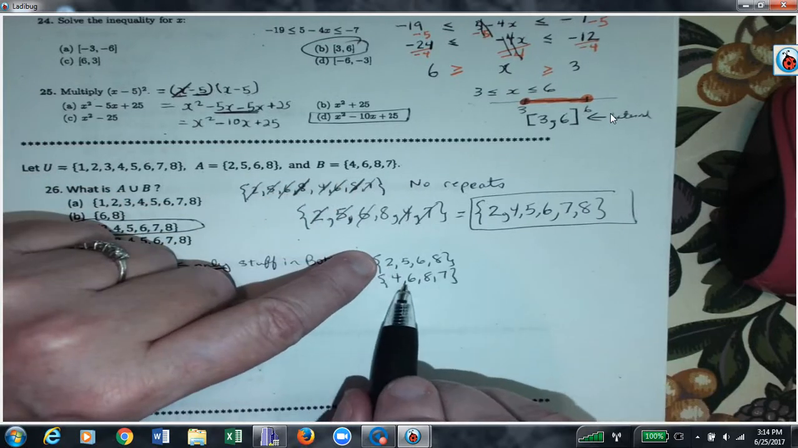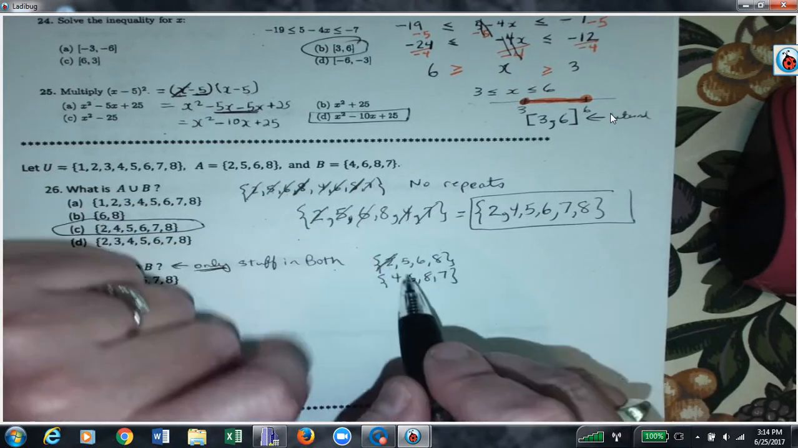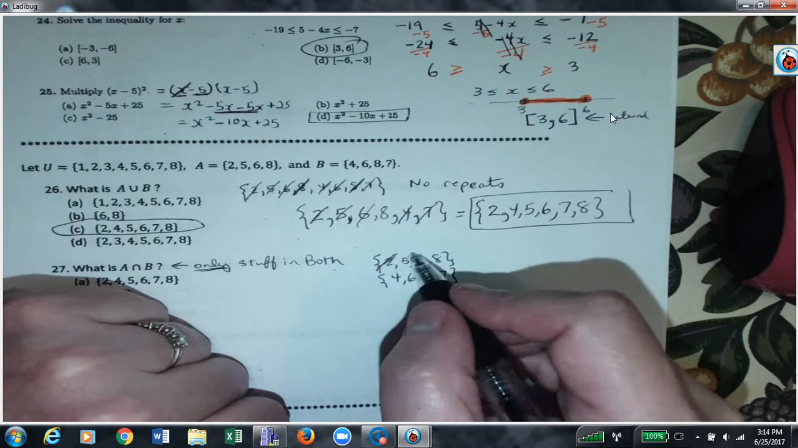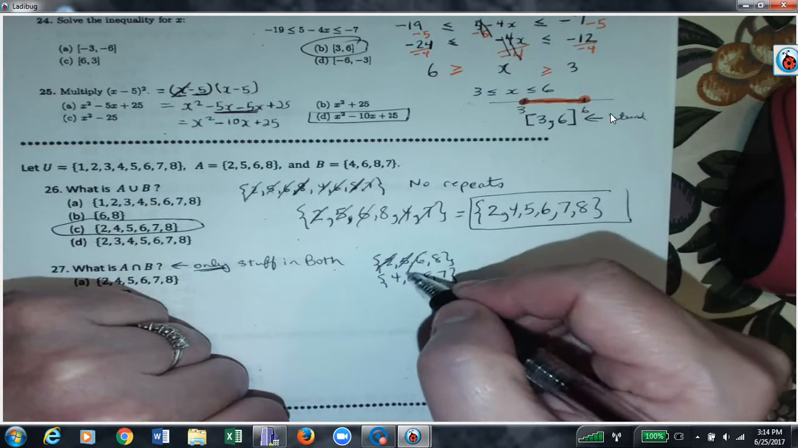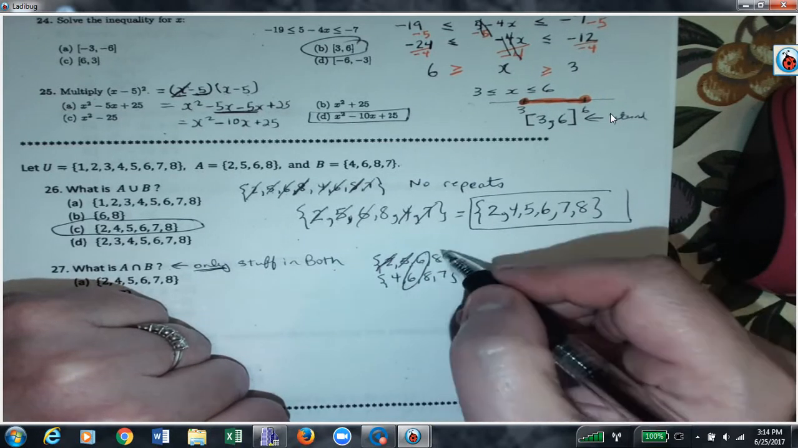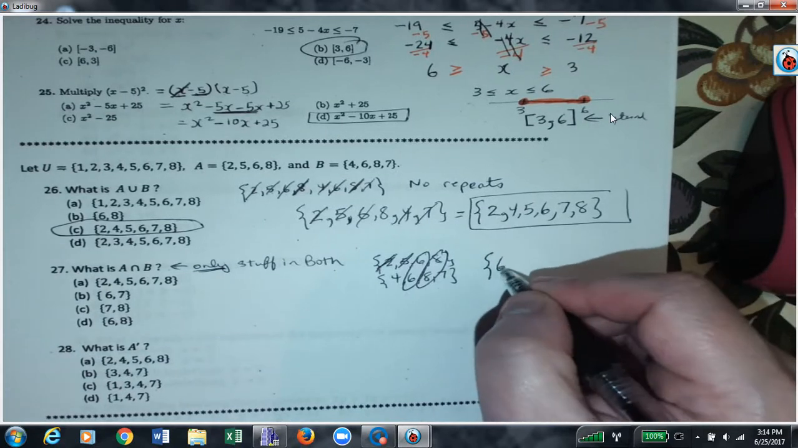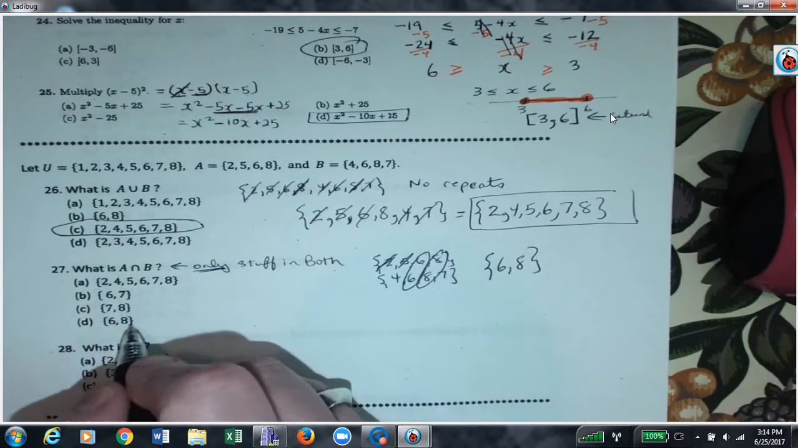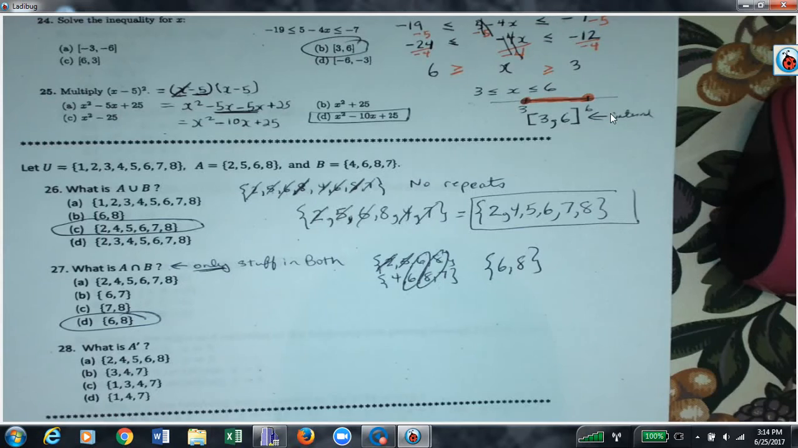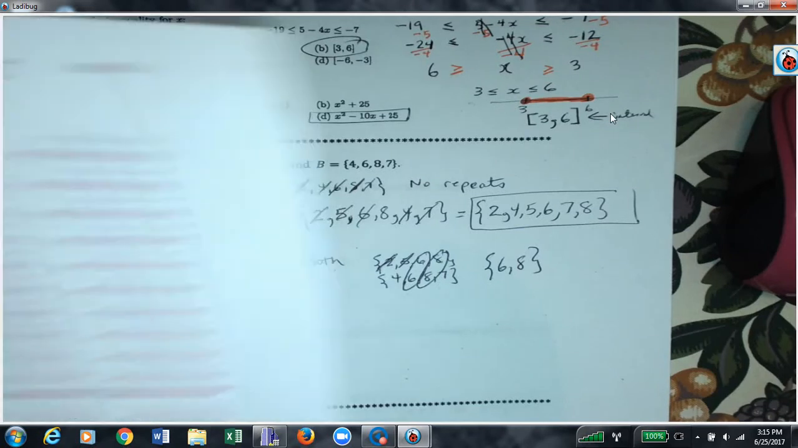So is 2 in both? No. Is 5 in both? No. Is 6 in both? Yes, it is. And is 8 in both? Yes, it is. So I'm done. So the intersection will be 6 and 8. There it is. So the answer to number 27 is D.